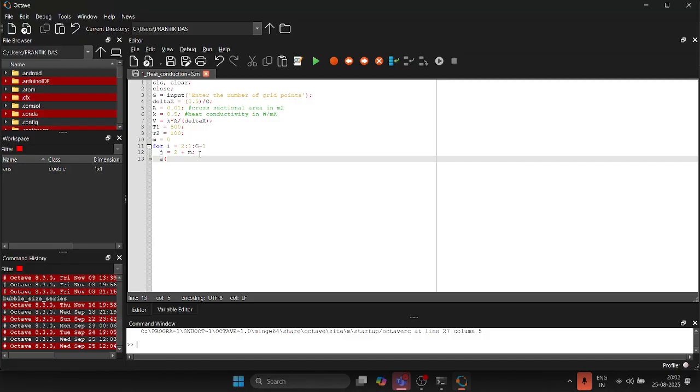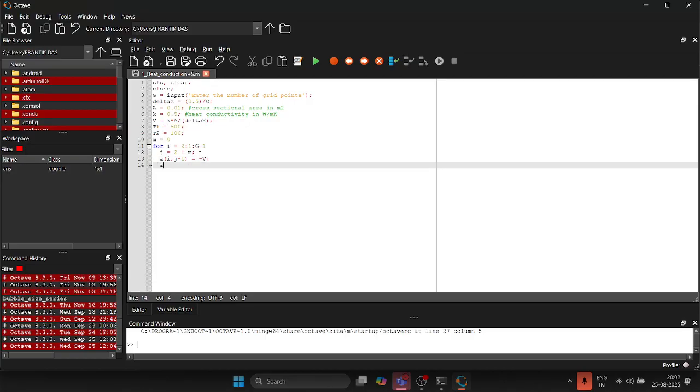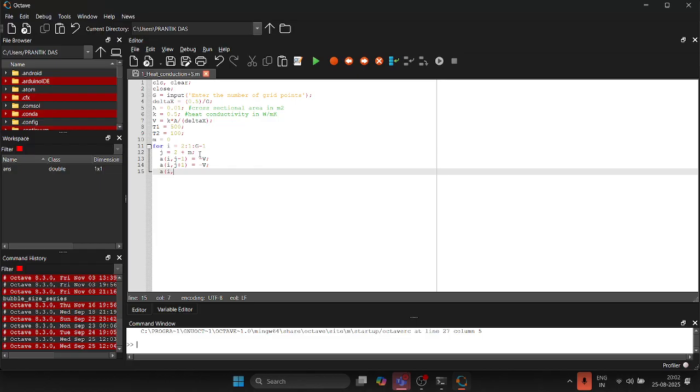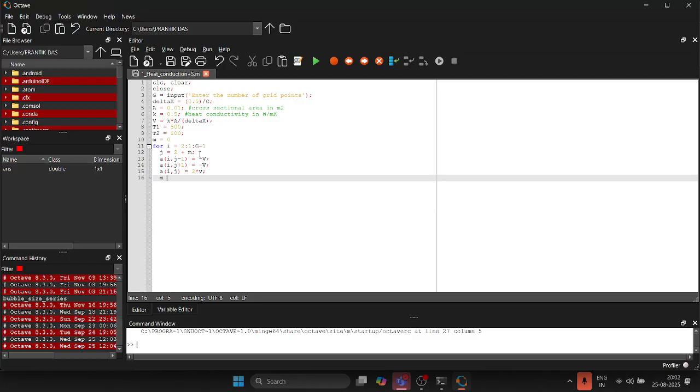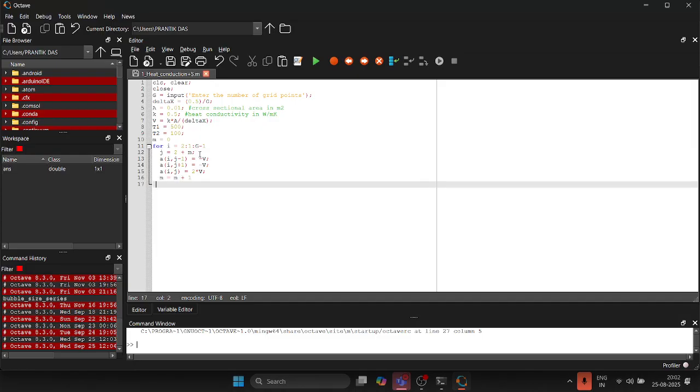So now A is a matrix. A of I comma j minus 1 equals minus B, and A of I comma j plus 1 equals, sorry, minus B, and then A of I comma j equals 2 into B. Okay. So m equals n plus 1. Is it clear to all of you?